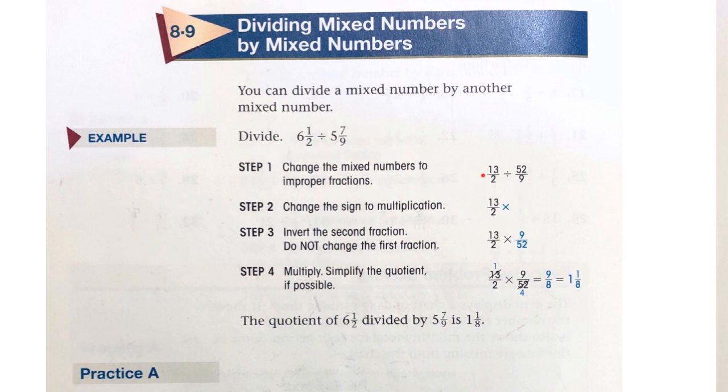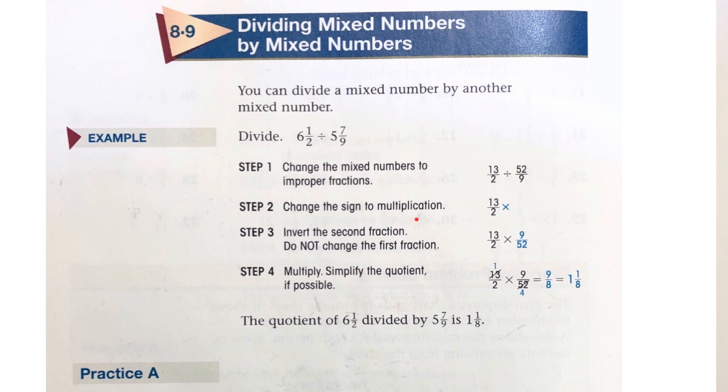So 2 times 6 plus 1 becomes 13 over the original denominator, that's 2. 9 times 5 is 45. 45 plus 7 is 52 over the original denominator of 9. So now both mixed numbers are improper fractions.